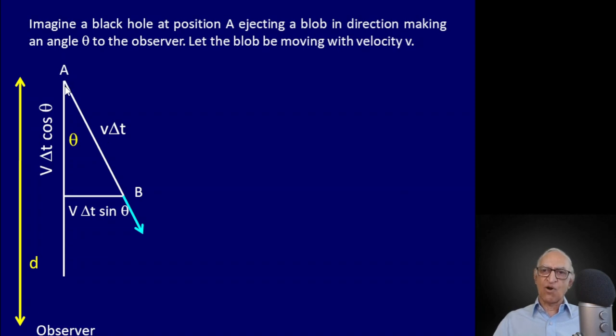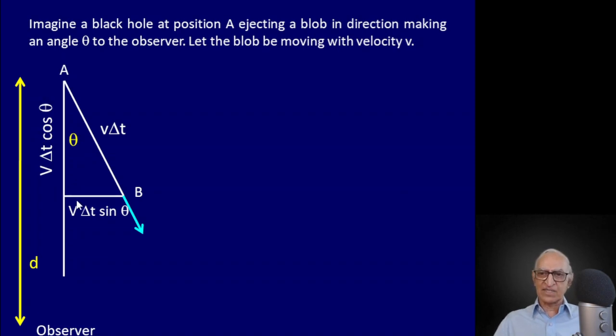And let us say the blob starts at A, it is ejected at time t equal to zero. After time delta t, the blob reaches the point B. Remember, the black hole is stationary. It is the blob ejected by the black hole that you're seeing continuously, and it has moved along to the point B after a time delta t. How far has that blob moved towards you? It has moved that distance, and that distance is V delta t multiplied by cosine of this angle, cos theta.